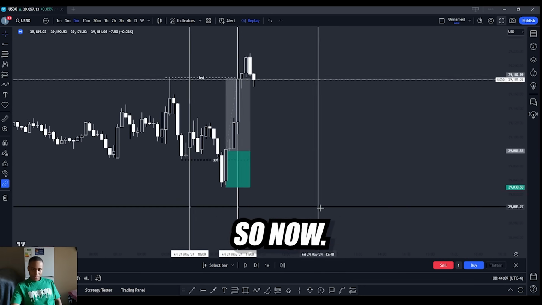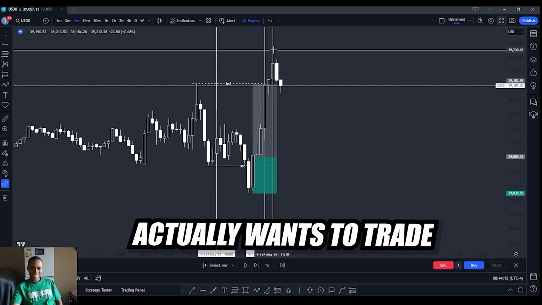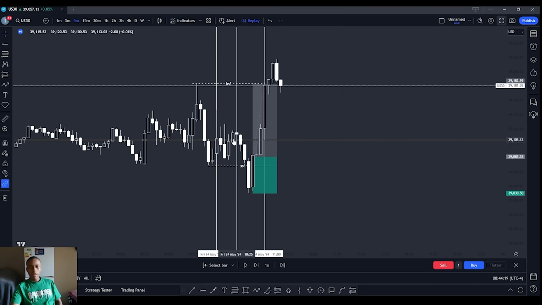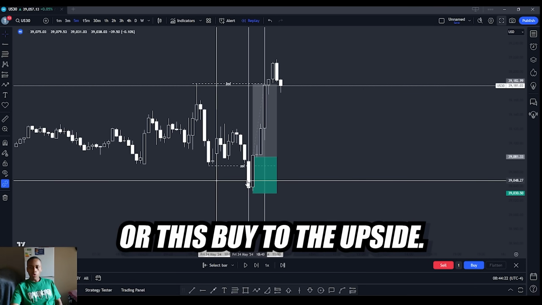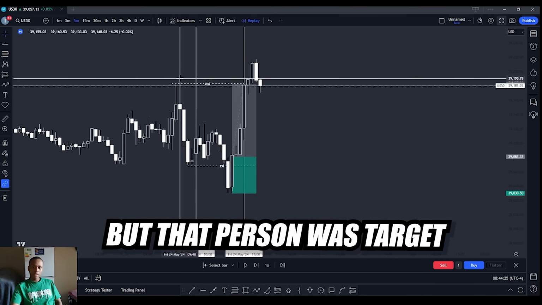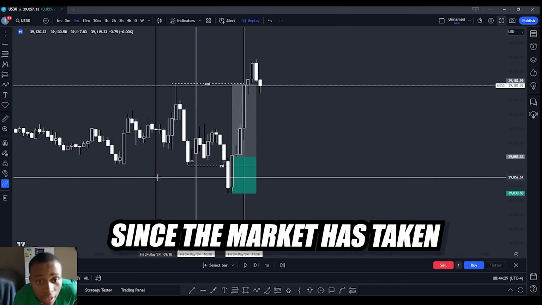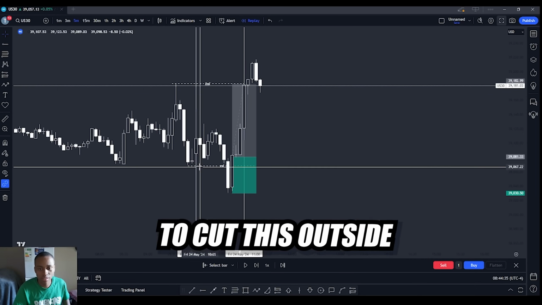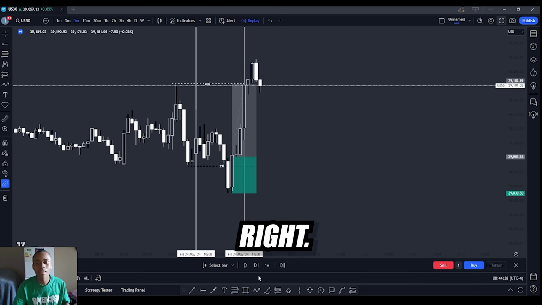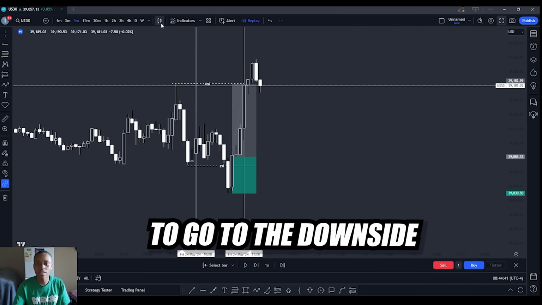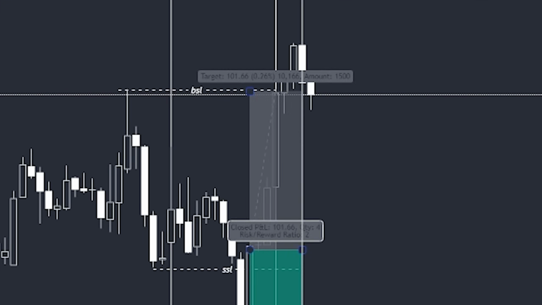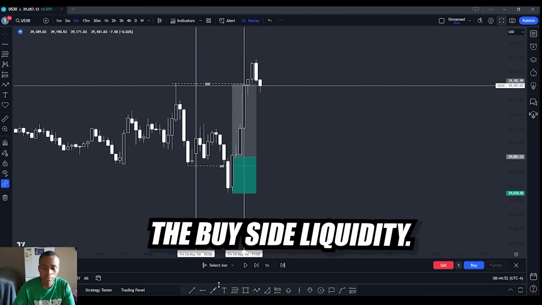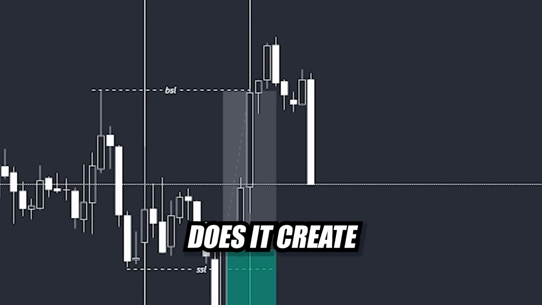So now, for someone who actually wants to trade the last move, since we had made this move inside, you could have taken that sell to the downside or this buy to the upside. But for a person who wants to target another trade, since the market has taken the buy side liquidity, now we're expecting it to go down. Since it took out the sell side liquidity, we expected it to go up, right? So now we're expecting it to go to the downside since it took out the buy side liquidity. Now let's see how the market plays out, what moves it creates.